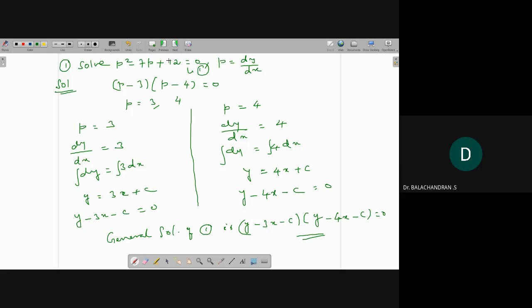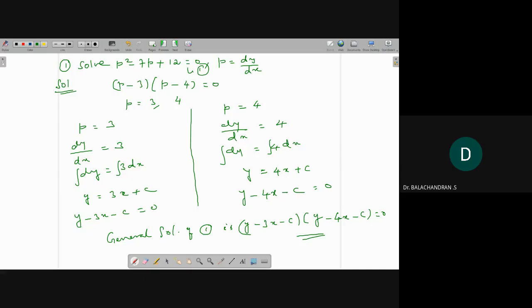So this is a first order differential equation, so it contains only one arbitrary constant. Okay, so don't put C1 here and C2 there. Because this is a first order differential equation, it contains only one arbitrary constant.